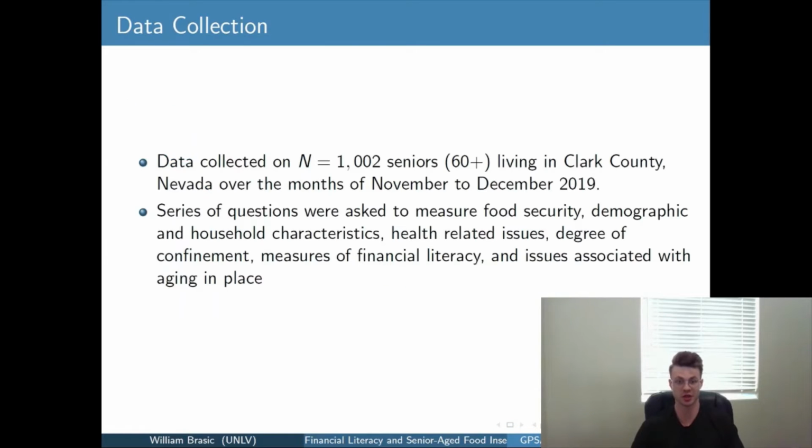Now, for my data set, I collected data from November to December in 2019 on 1,002 seniors. I define seniors as those individuals being at least age 60. And then these seniors were asked various questions to measure their food security, their financial literacy, their demography and household characteristics, and so on.